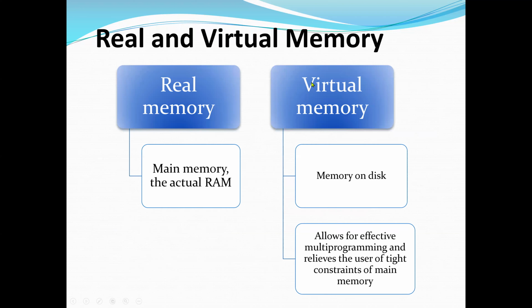So here are the real and the virtual memory. The real memory is the actual memory, or the main memory. The virtual memory is normally memory in our secondary storage device, such as the hard disk drive. This allows for effective multiprogramming and also relieves the user of the tight constraints of main memory. So virtual memory enhances the size of the real memory.